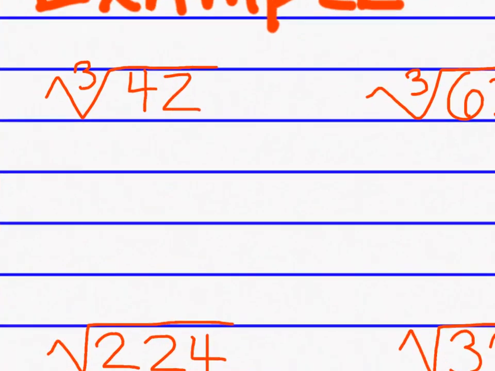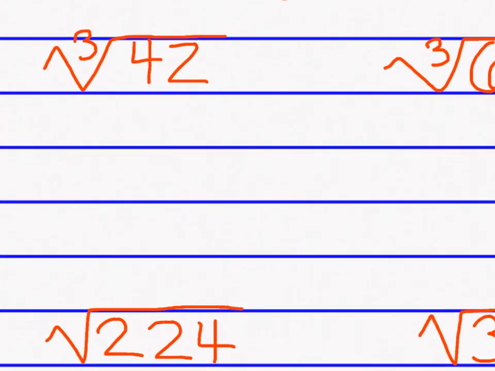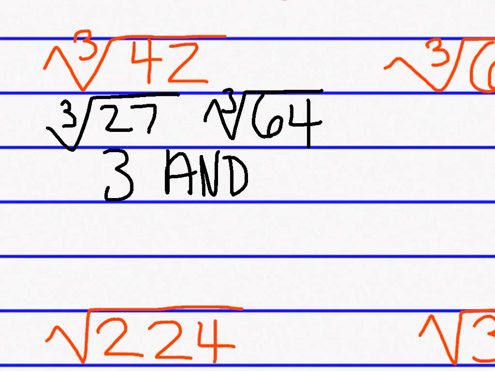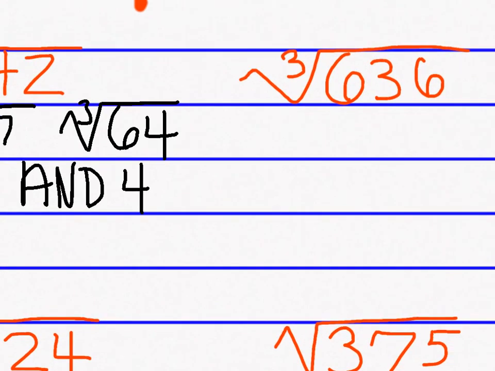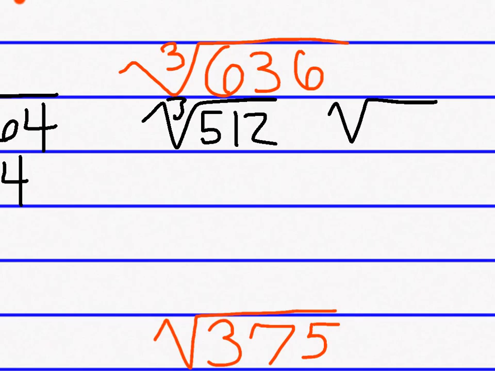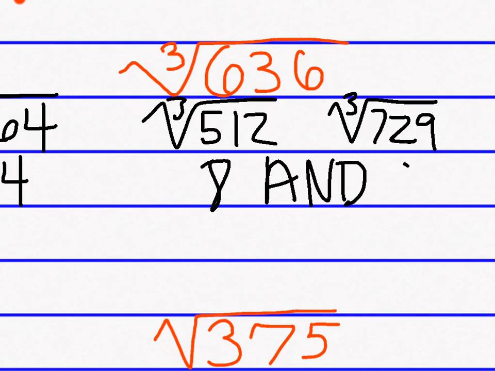Okay, time for example 3. We have the cube root of 42. That's going to be between the cube root of 27 and the cube root of 64. So our answer is going to be 3 and 4. Alright, move over to this one. We have the cube root of 636. That'll be between the cube root of 512 and the cube root of 729. That's going to make our answer 8 and 9.